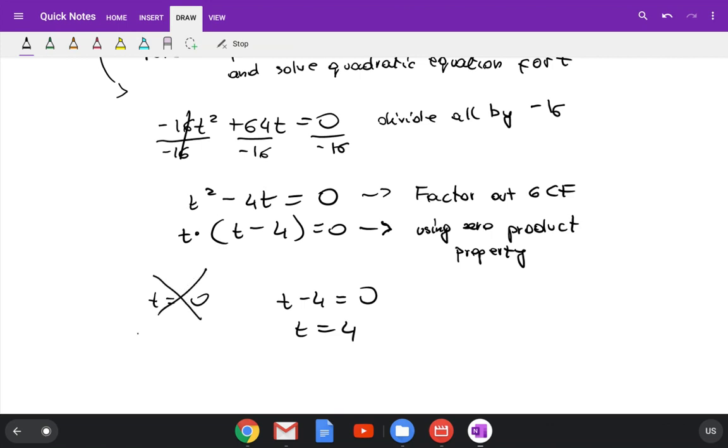T equals 0, you're going to ignore as a solution because we're talking about time, so there's no way that the rocket after launching can be at ground level after 0 seconds. So it doesn't make sense. However, t equals 4 seconds definitely makes sense. So this is your answer.